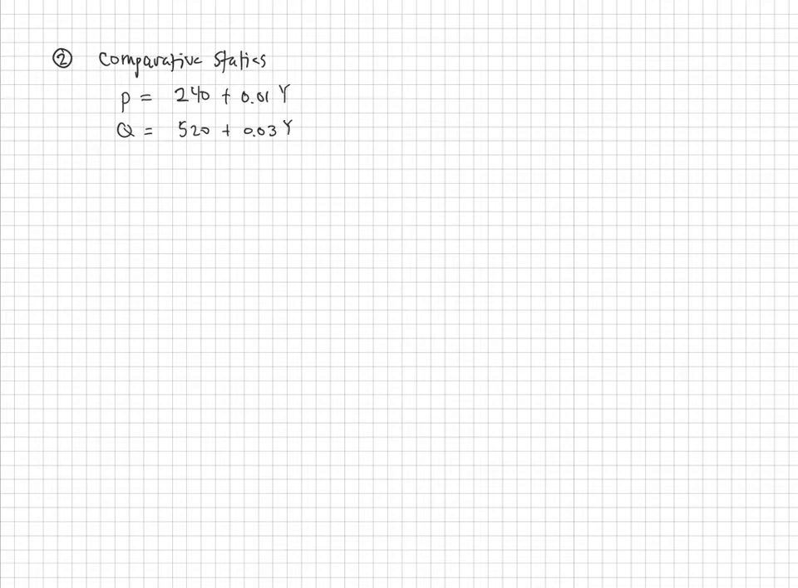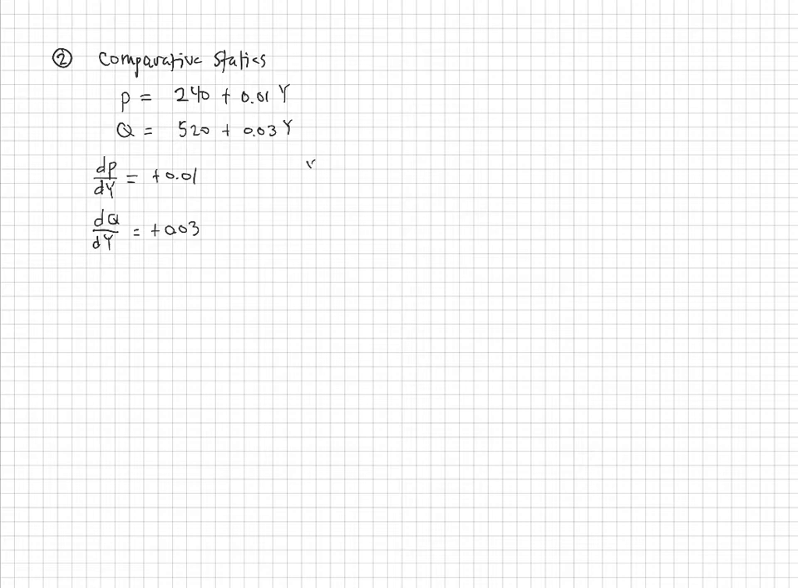Okay, so here we're going to find the comparative statics. That is what happens to equilibrium when something changes. And in this case, there's going to be a change in income. So y is going to change. So we find the change in equilibrium price with respect to a change in income, just taking the derivative, 0.01. And then we take the derivative of the equilibrium quantity with respect to income, 0.03. So that's pretty straightforward.